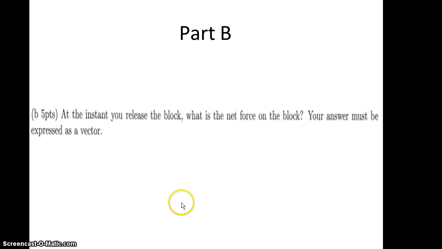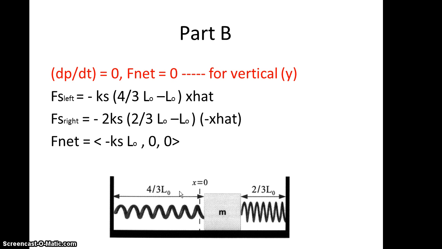Part B. At the instant you release the block, what is the net force on the block? Express your answer in vectors. So knowing from the momentum principle, the change in momentum equals 0 and F net equals 0 in this system because there is no momentum or movement occurring in the y direction, which is the vertical.